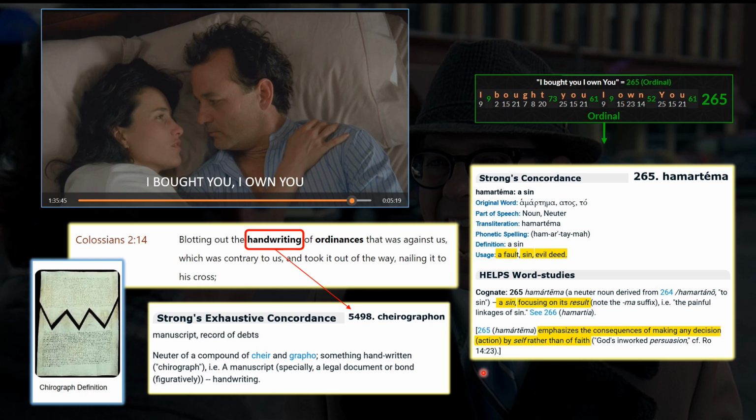And the reference here that she owns him matches what we learn in Colossians 2:14, where it says, "Blotting out the handwriting of ordinances that was against us, which was contrary to us, and took it out of the way, nailing it to his cross." The word handwriting in the Strong's Concordance breaks down to the Greek word 5498, meaning manuscript, record of debts.